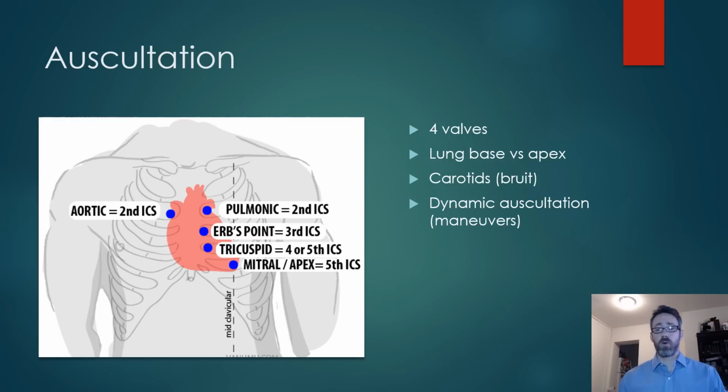So I'm going to have a whole separate lecture for different heart sounds, so I'm not going to spend too much time on this. But understand you have 4 valves, right? The ones we discussed. You can hear those. That gives us our S1 and our S2, that lub-dub sound. All right. You listen to those lung bases versus the apex. You're going to listen to the carotids for any kind of bruits, which is really just turbulent flow in the carotids that signifies something like atherosclerosis.